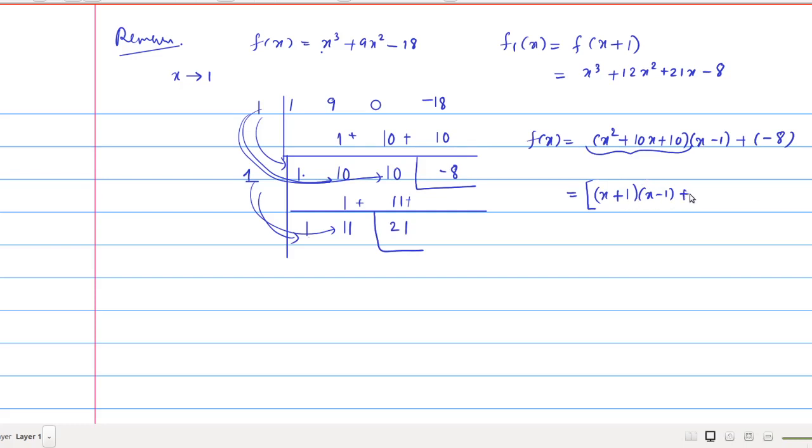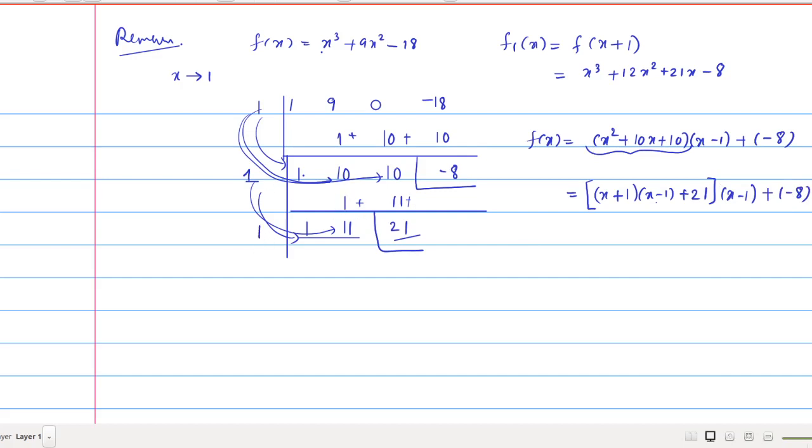This is plus 21, because this is the quotient and this is the remainder, as we divide this polynomial by x minus 1. So divisor into quotient plus remainder: (x minus 1) times quotient plus minus 8. Okay, so this is the meaning of this division.